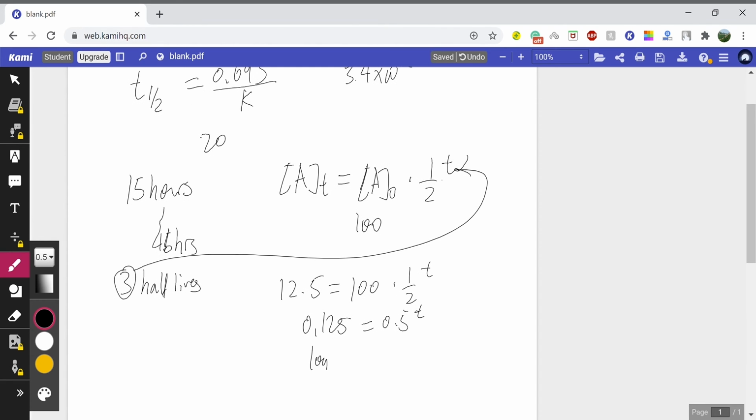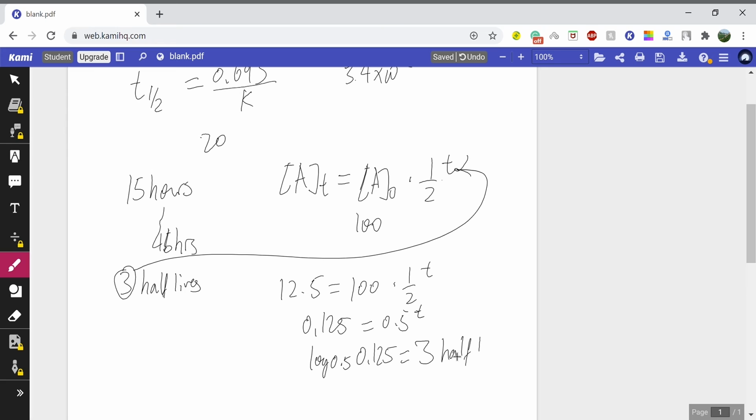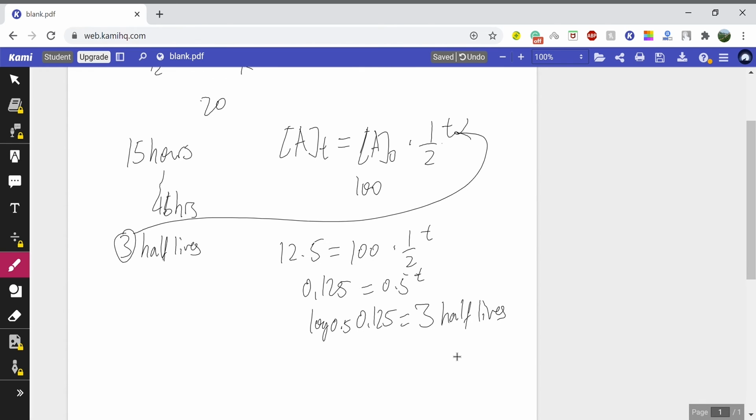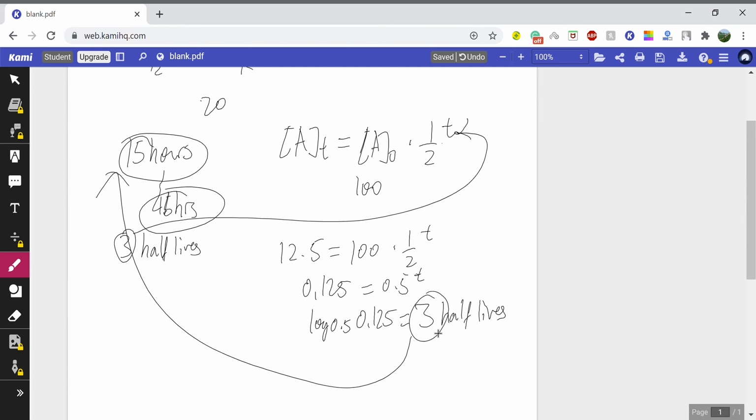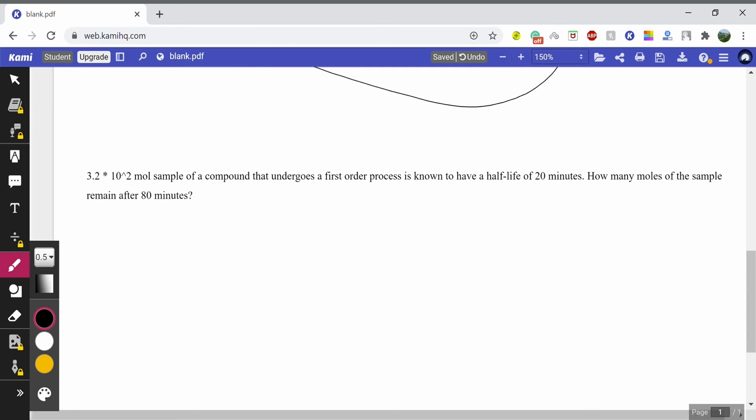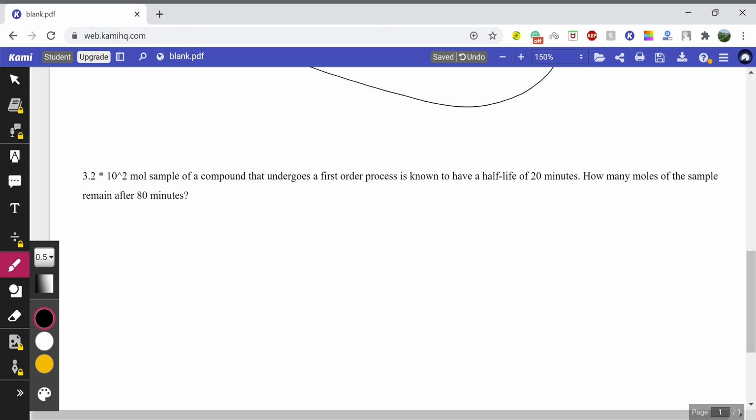Now you can do the log of 0.5 and 0.125, which is 3. And this will be 3 half-lives. Now, depending on how long the half-life is, you need to multiply it. So we said one half-life is 15 hours. So we're going to have to multiply this 3 by 15 to get the total amount of hours, which will be 45.